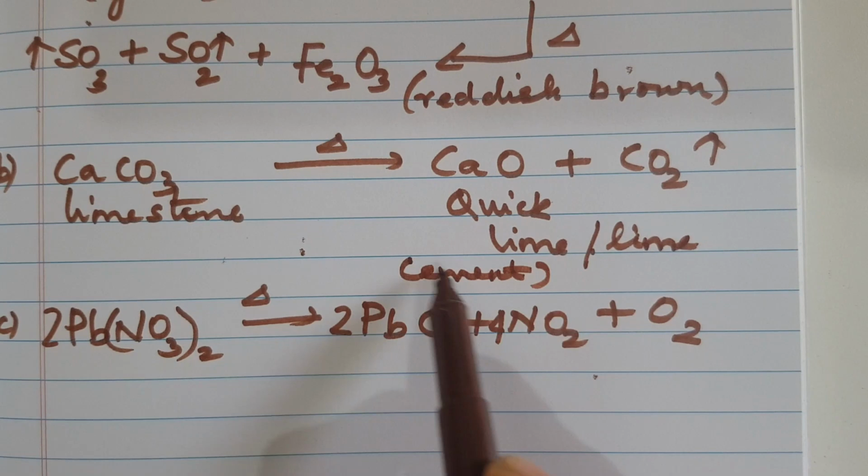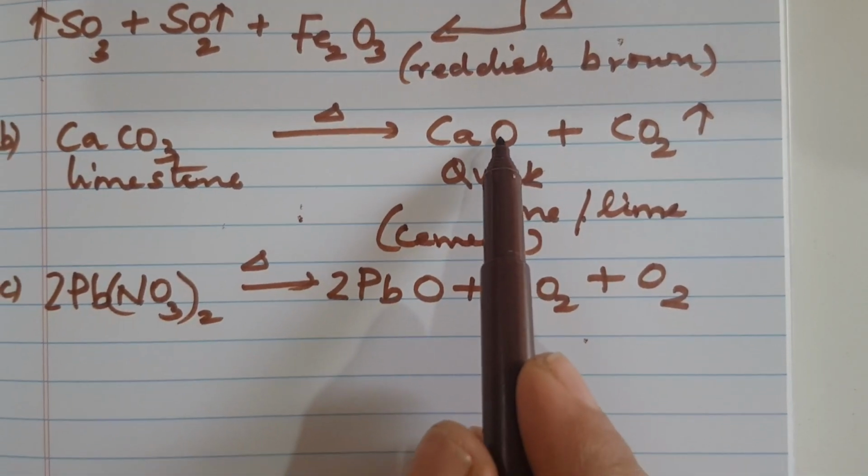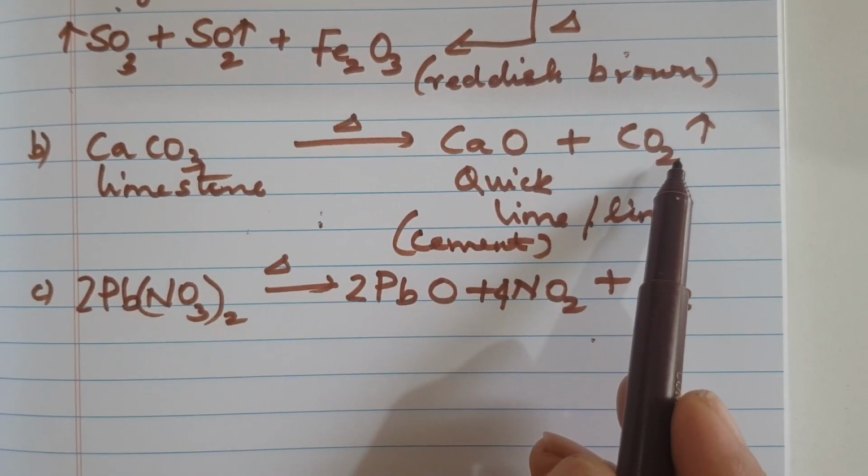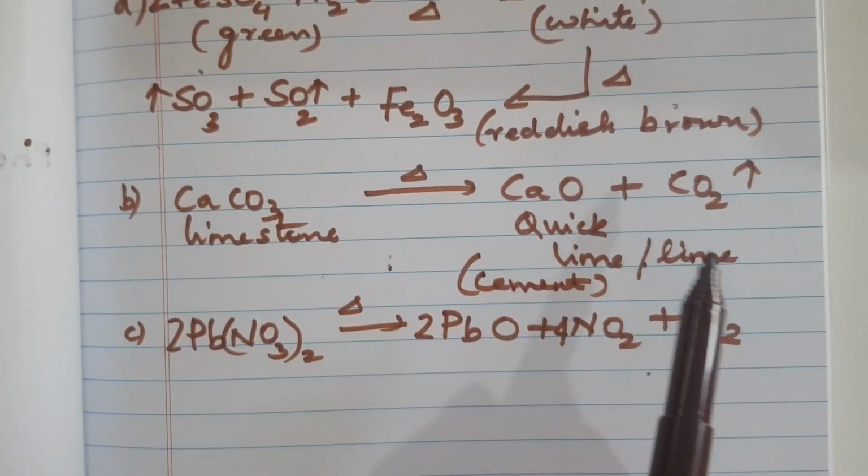It is a very important point. It is used in the manufacture of cement. And carbon dioxide is also formed, which is liberated. The third example of thermal decomposition is the heating of lead nitrate.